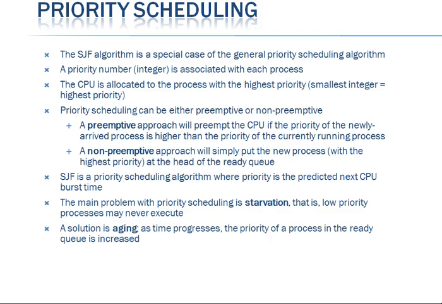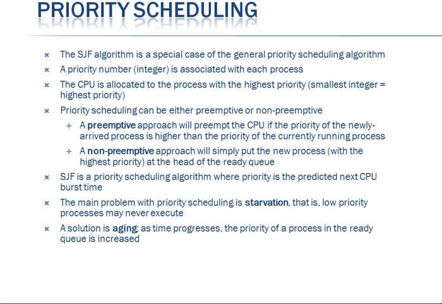The next scheduling algorithm is priority scheduling. SJF is a special case of the general priority scheduling algorithm. In SJF also we gave priority to the smallest burst time, so some criteria we placed here. So we can consider SJF as a general priority scheduling algorithm. Now a priority number, an integer number, is associated with each process.